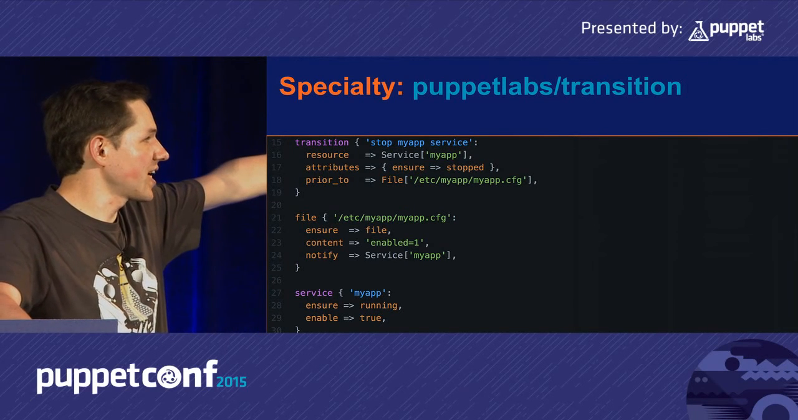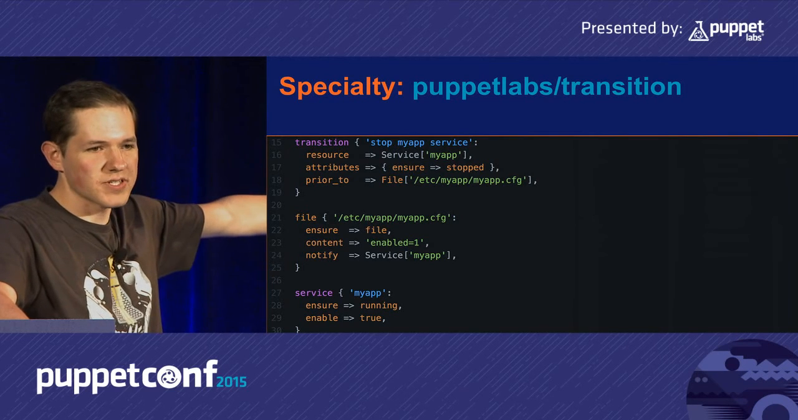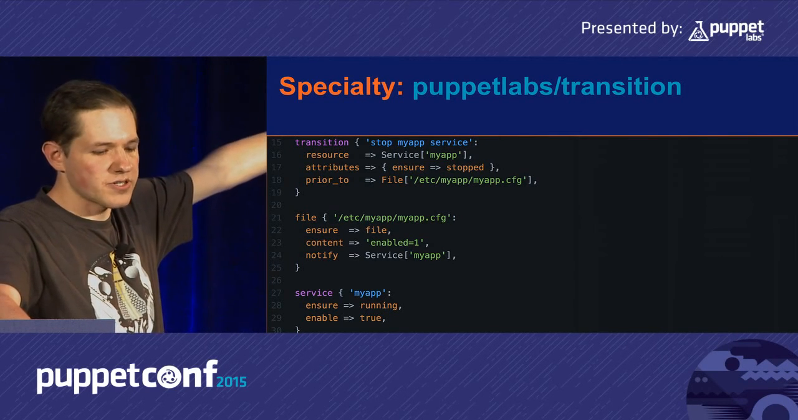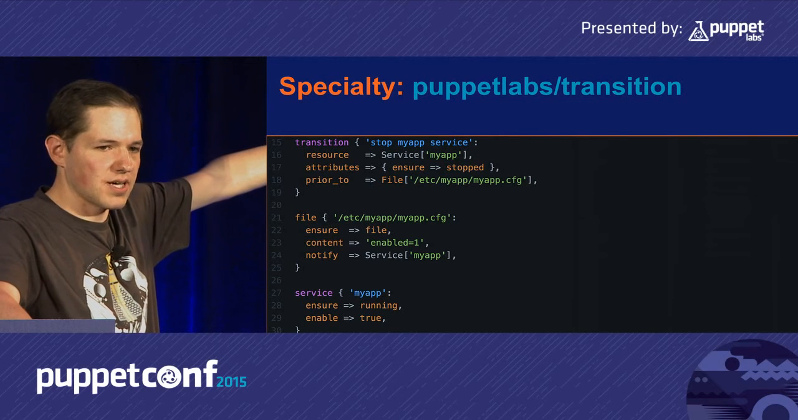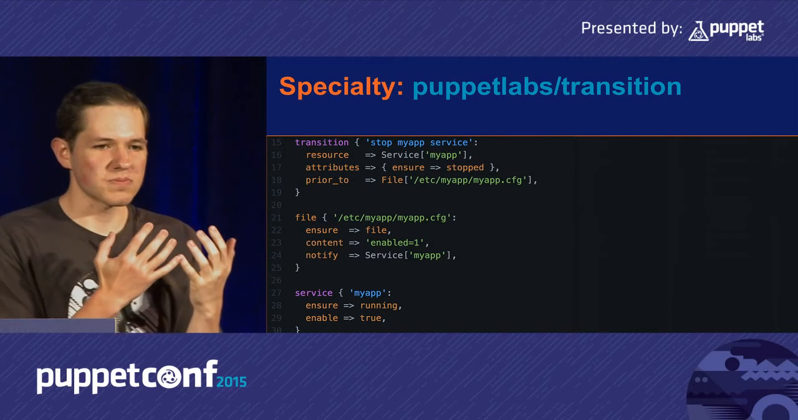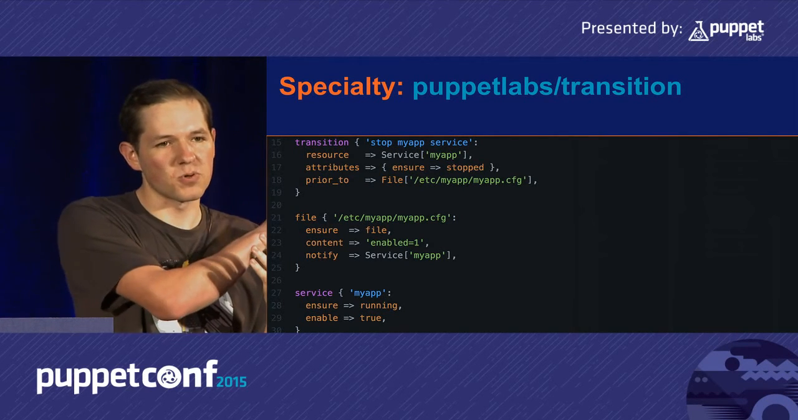The file should be modified, have this content, the service should be running, and the file is going to notify the service. What transition does is it actually happens before the file. It says prior to file. Prior to is a transition-specific parameter. What that does is it tells when Puppet evaluates the transition resource, this is at some point in the catalog, you have a dependency tree, it knows what happens afterwards, it knows what's already happened before.